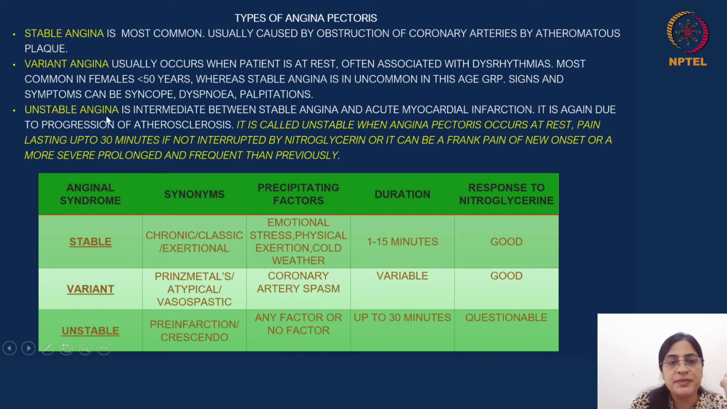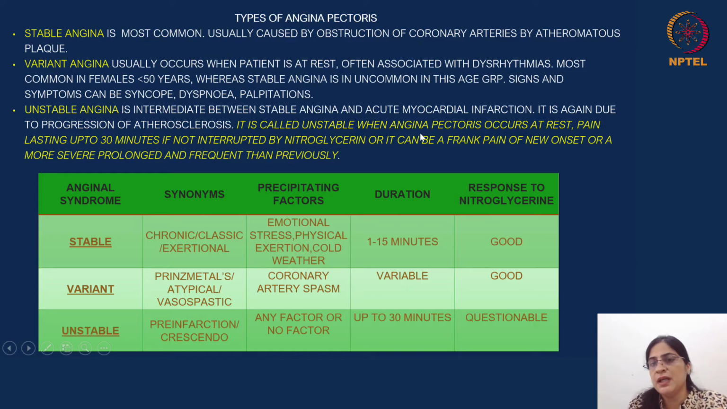Unstable angina. Unstable angina is the intermediate between the stable angina and acute myocardial infarction. It is again due to the progression of atherosclerosis. It is also called pre-infarction or crescendo angina. Any factor or no factor is responsible for causing unstable angina. Now, in what scenarios is it called unstable?